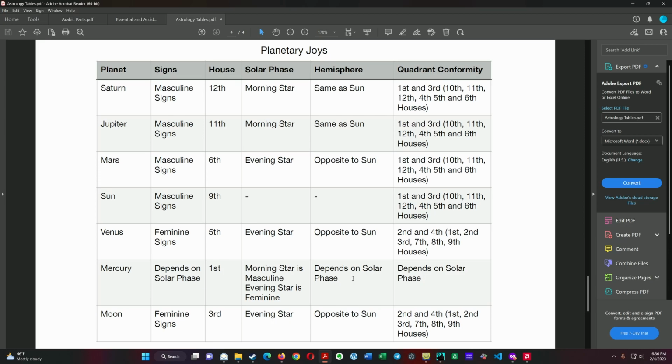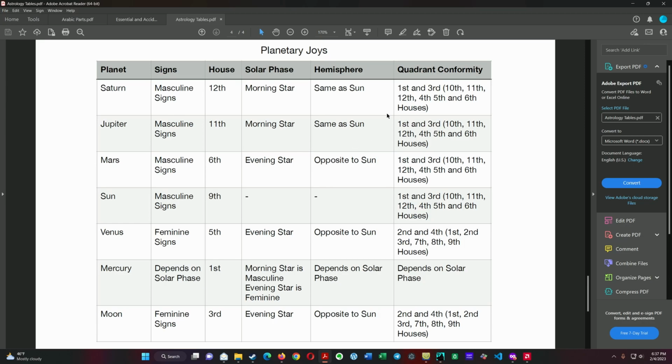But basically, joy by hemisphere is where it's a condition of hayz. It's not so much day or night chart, but if it's a night chart, you want the night planets to be above the horizon. And in a day chart, you want the night planets to be below the horizon. And you want the day planets to be where the sun is, on the upper or lower, depending on where the sun is. So it's the same or opposite, depending on the gender.